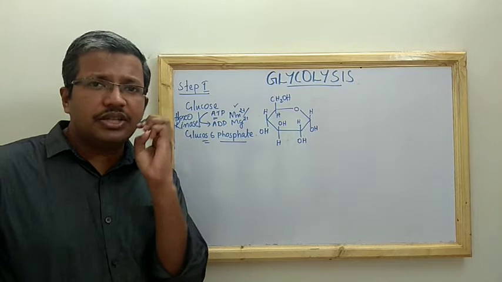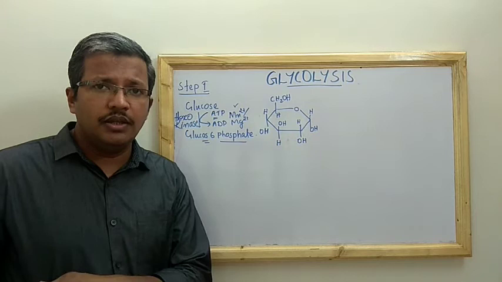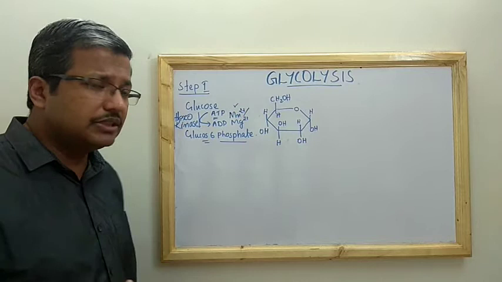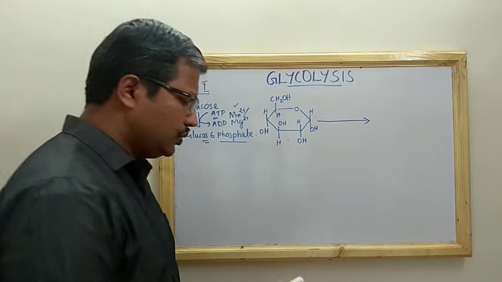There are three irreversible reactions in glycolysis. You will get a 3-mark or 2-mark question on this. What are the three? The first one is this. We will see the remaining. So there are three irreversible steps. This is one of the rate determining steps, an irreversible step, so it will be irreversibly converted into glucose 6-phosphate.